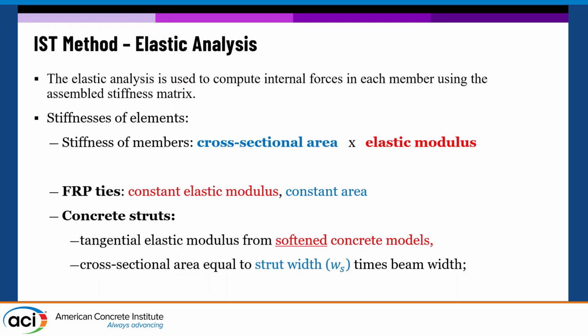So now, elastic analysis. We use elastic analysis to solve the problem. It is iterative, because the stiffness of the elements changes. The stiffness of FRP ties is easy: constant elastic modulus and constant area, so stiffness is cross-sectional area times elastic modulus. For struts, we have to use softened concrete compression models. Why softened? Because when you have compression in a shear region, you have a transverse tension, and depending on how much tension transversely you have, your concrete compression response changes.